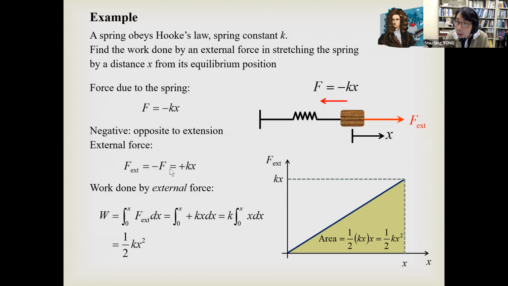And suppose they are equal in magnitude. If I pull it slowly, I'm applying a force that is always equal to the force on the spring, but in the opposite direction. So my external force will be negative F, and that will be given by plus kx. This is my external force.